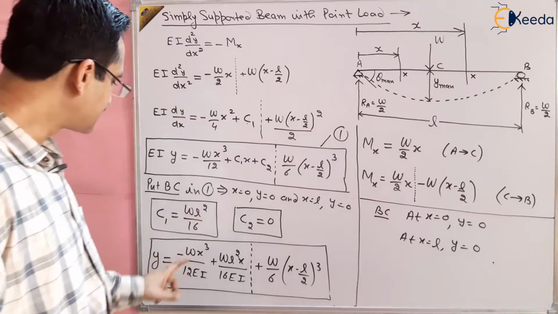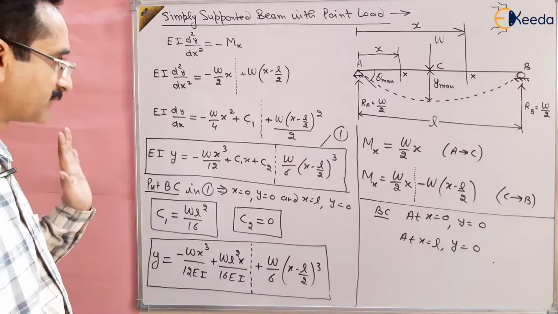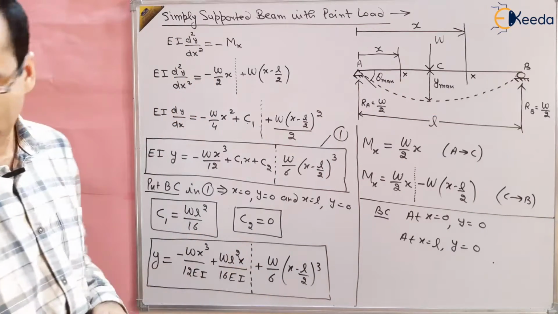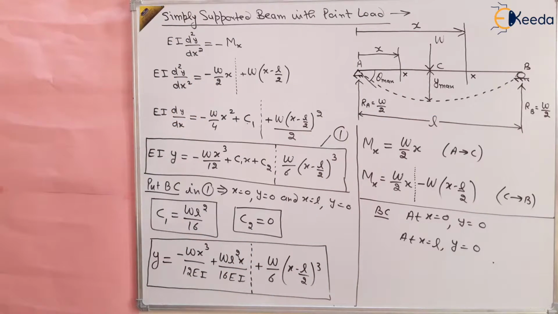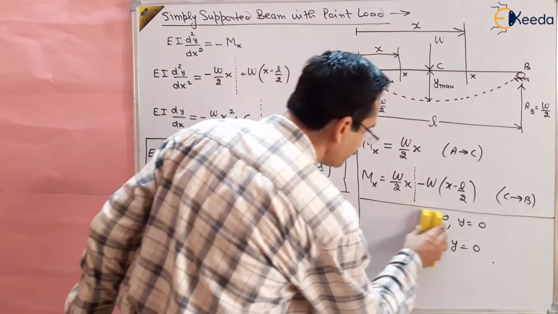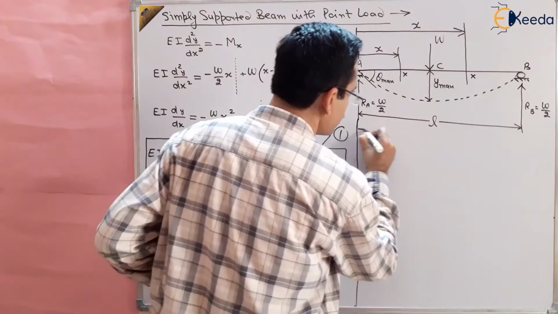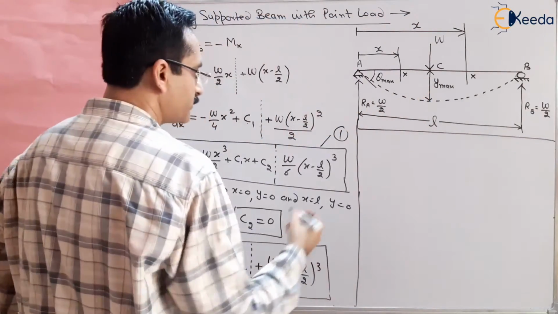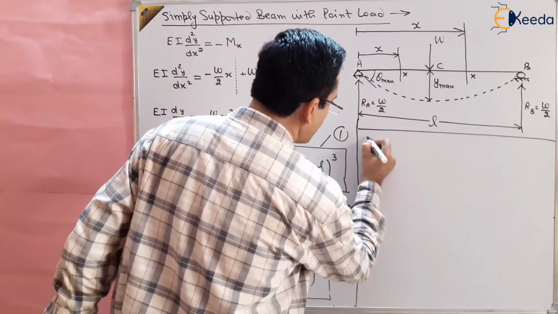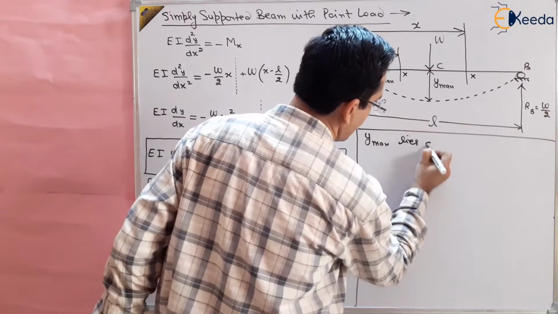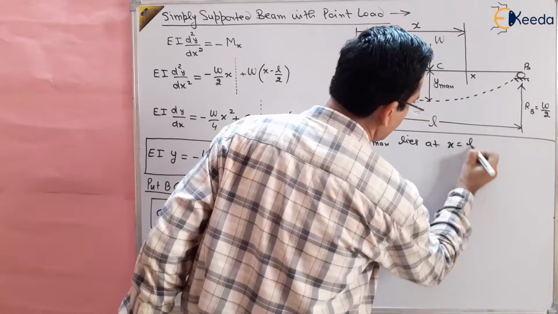Now what is Y max? Y max is at x is equal to L by 2. Put x equal to L by 2 in y and you will get the Y max. So put the value of x, so Y max lies at x equal to L by 2.